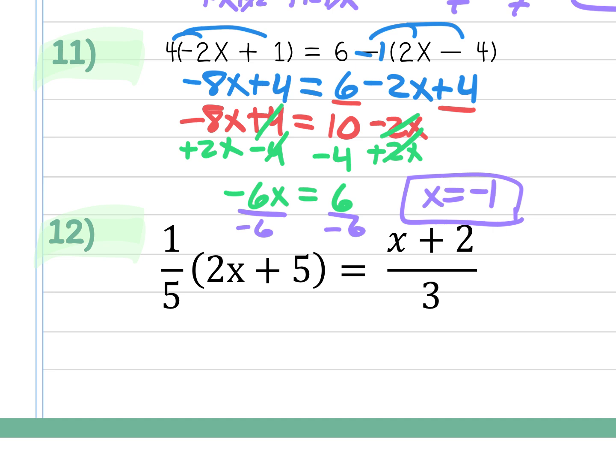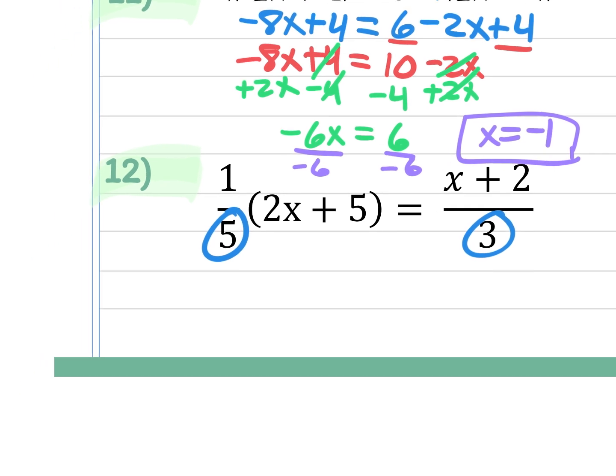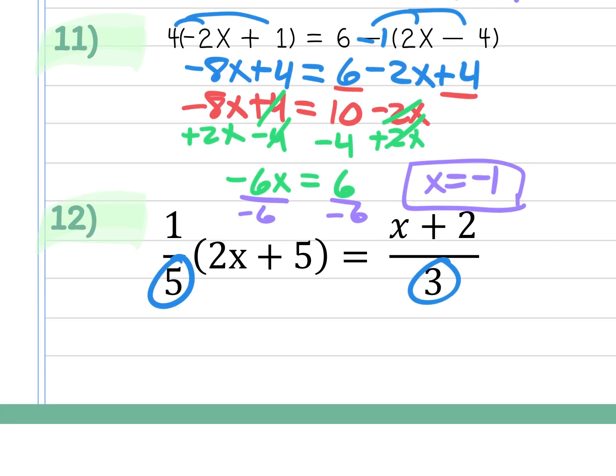All right, so let's look at our denominators here. We have a 5 and a 3, right? Something like these, 5 and 3, we want to think, what can we multiply this entire equation by to get rid of the 5 in the denominator and to get rid of the 3 in the denominator? Right, so to do that, we need a least common multiple. Now between 5 and 3, right, it's going to be 15, right?